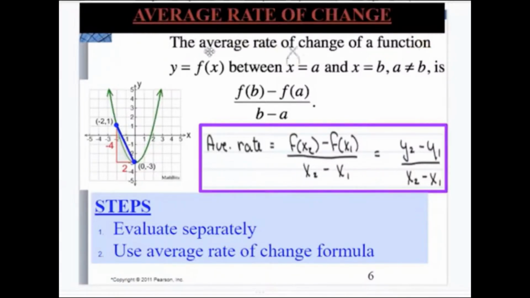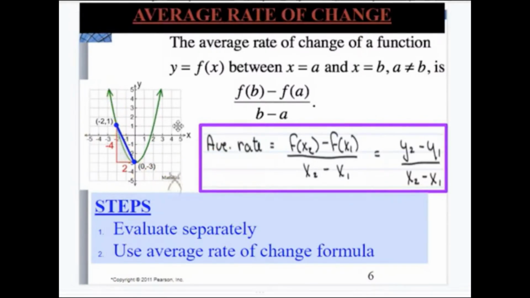The average rate of change of a function y equals f of x between 2 points, x is equal to a and x is equal to b, where they're not the same, is f of b minus f of a over b minus a. Another way of saying it is if you have this function and you pick 2 ordered pairs on there, you basically find the slope. You've done this all the time with linear equations, but you haven't really done that with something else.